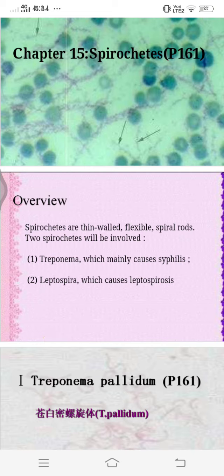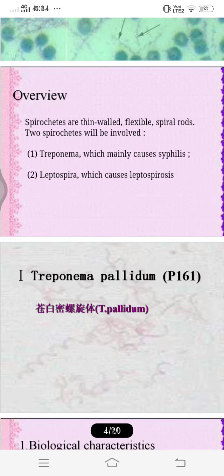The genera are Spirochaeta, Cristispira, Treponema and also Borrelia. Medically important species are Treponema, Borrelia and Leptospira. First, let us understand about Treponema pallidum.